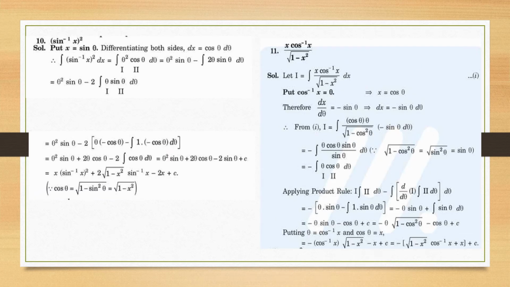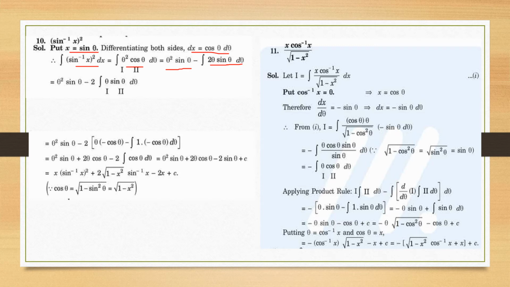Sin inverse x whole square. So here you put x as sin theta, so that dx is cos theta d theta, right? So this becomes your theta square cos theta, right? So you can integrate by parts now. Theta square, integral of cos is sin, minus the integral of the derivative of theta square, which is 2 theta, and this integral is your sin theta.